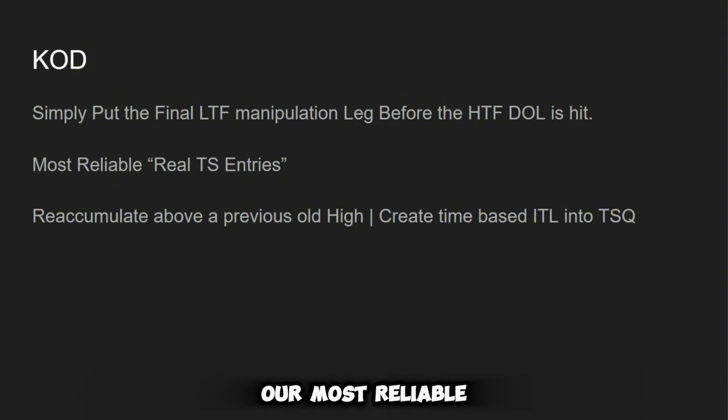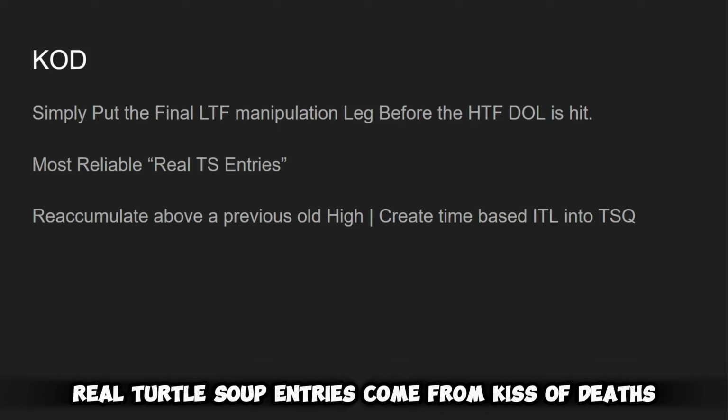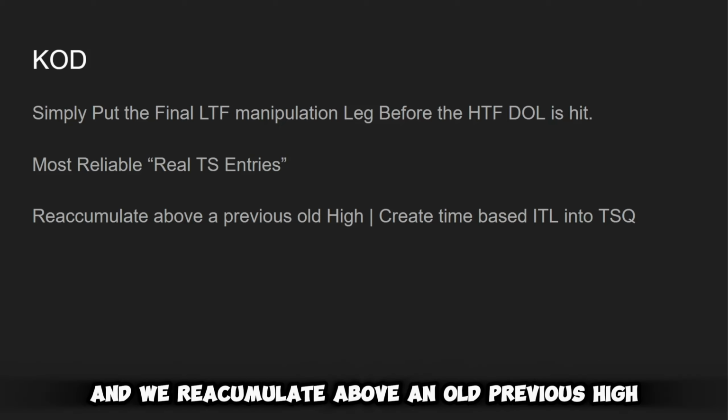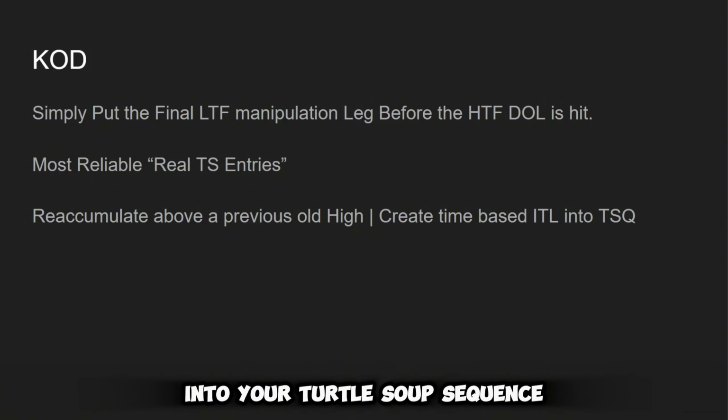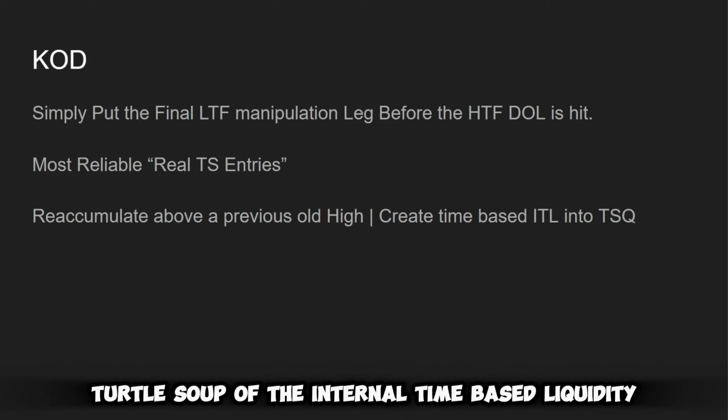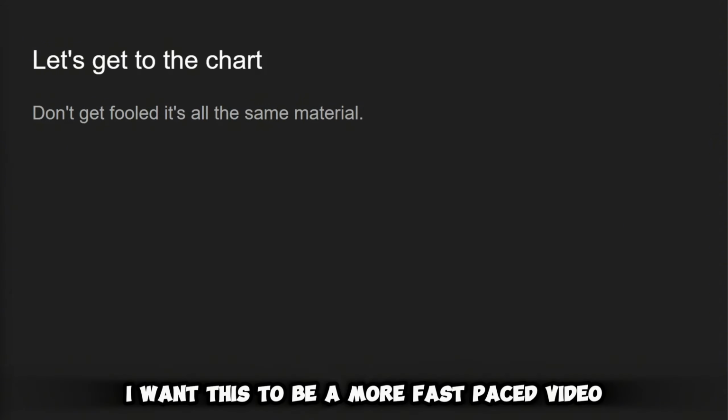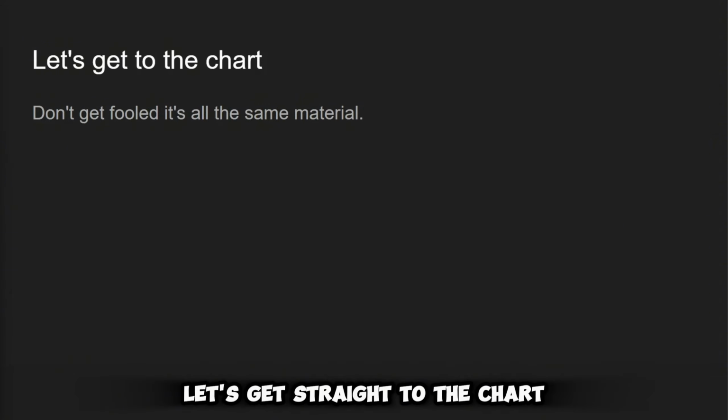Our most reliable real turtle soup entries come from kiss of deaths, and we reaccumulate above an old previous high and then create a time-based internal liquidity into your turtle soup sequence after the obvious turtle soup of the internal time-based liquidity. I want this to be a more fast-paced video. Let's get straight to the chart.